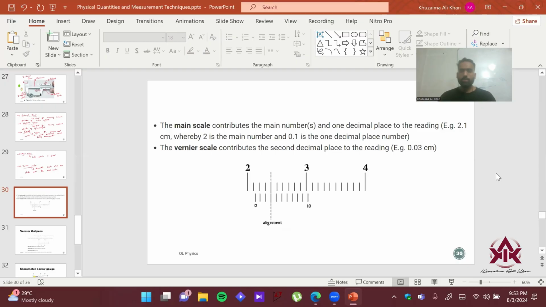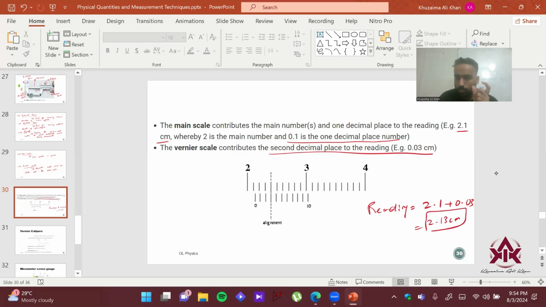ओके, so what is the main scale? अब आपकी जो let's say reading आ रही है main scale की, it will give you the answer in one decimal place, right? That will be 2.1 centimeter, ठीक है. और let's say 2 is the first whole number over here and 0.1 is the one decimal place, right? जब आपका vernier scale होगा, that will give you the value for the second decimal place. Because your overall answer would be what? So let's say your answer of the reading would be 2.1 plus 0.03. So it would be basically 2.13 centimeter. So these two values would be arriving from what? From your main scale reading.